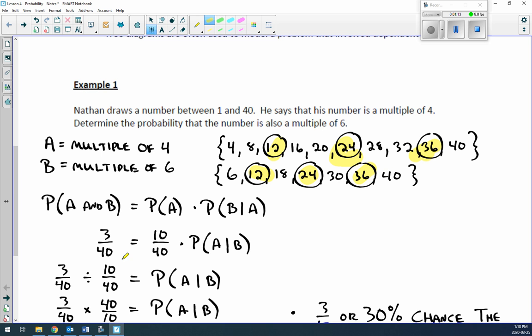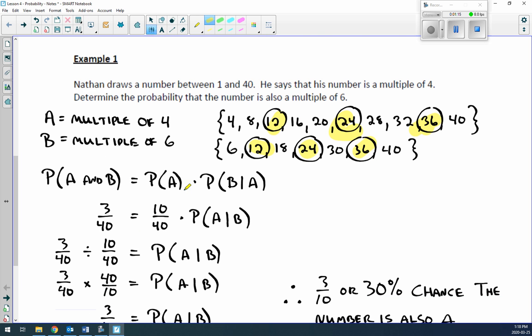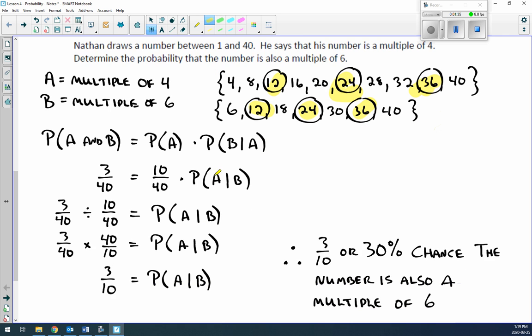So probability of A and B equals the probability of A times the probability of B slash A. We know the probability of A and B. That's 3 out of 40. We know the probability of A, multiples of 4. We can just count them up and see that it's 10 out of 40. What we're looking for is this last part here, probability of B slash A. Well, how do we solve for that? That's like an unknown variable.